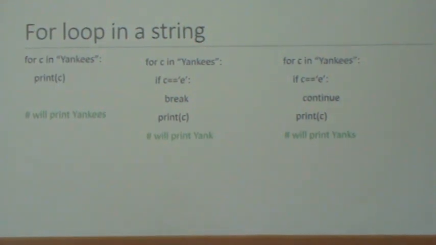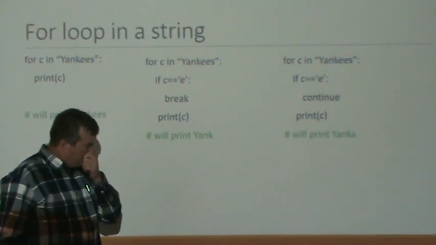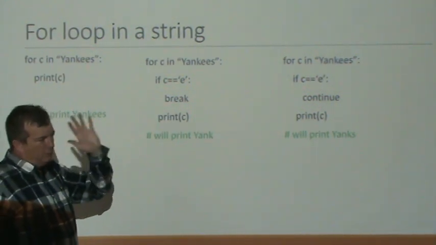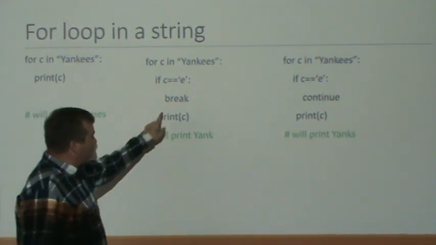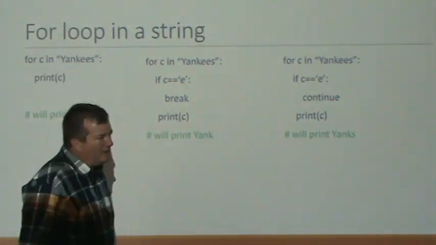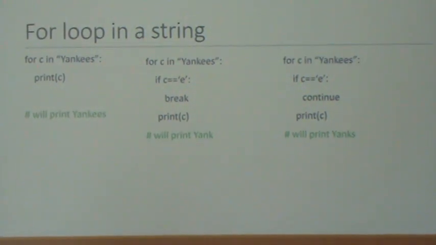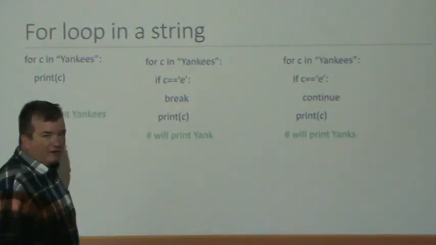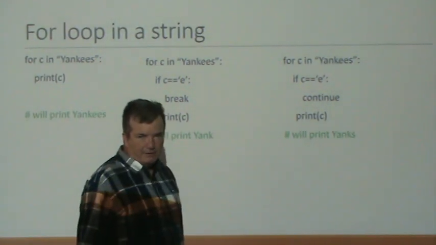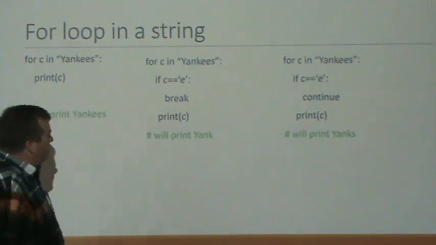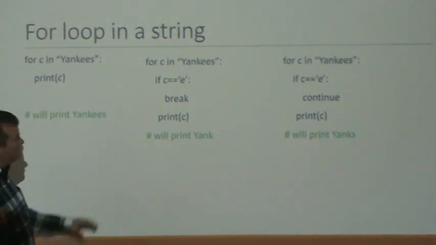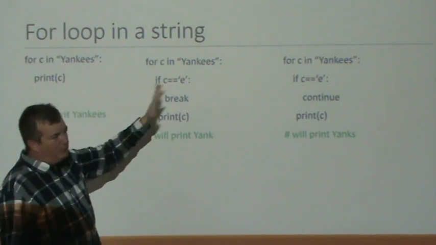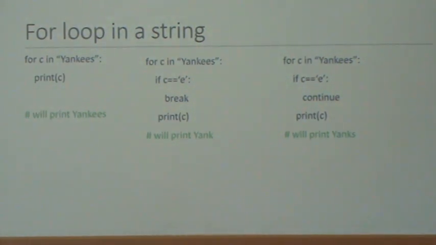Okay? So the idea in loops is, there's a whole big debate on whether programming languages should use breaks and continues because it makes it hard to debug problems. But Python decided to allow breaks and continues in their code. Okay, so this code would print Yank and stop. As soon as it hit the first E, boom, the for loop's done.